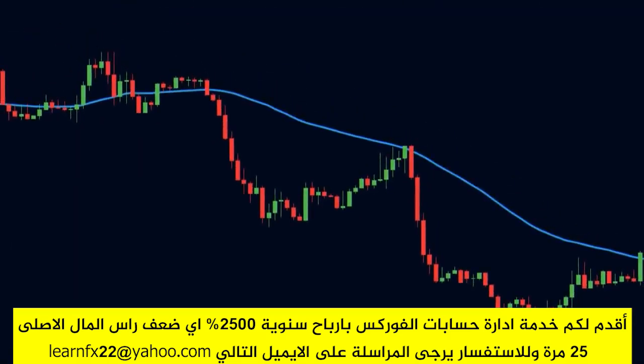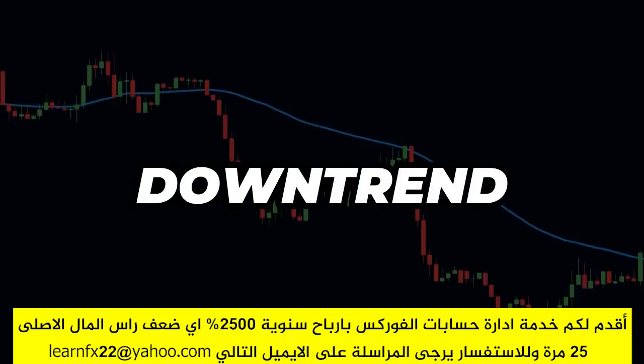On this chart, we can clearly see that the price was trading below the 50-period moving average. The moving average was also sloped downwards. Therefore, we can say that the price is in a downtrend.